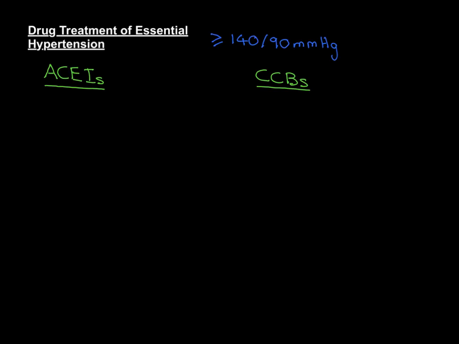Now, how do you decide then whether you're going to start off with an ACE inhibitor or a CCB? Well, the way you do this is it's determined by the patient's age and also by their race.